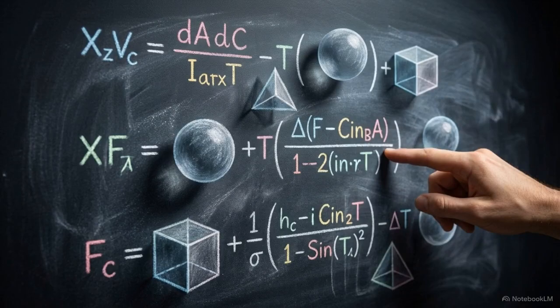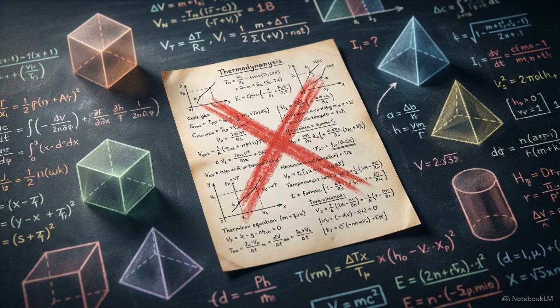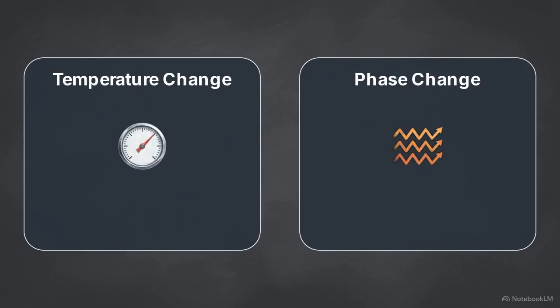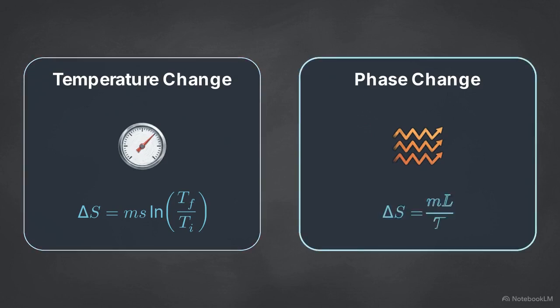The choice of formula depends entirely on these descriptions. Misidentifying a single adverb will result in an incorrect calculation for the entire system. For entropy, choose a path based on changing temperature or phase. For temperature changes, use the left path formula with specific heat and the natural log temperature ratio. For phase changes, use the right path with latent heat.